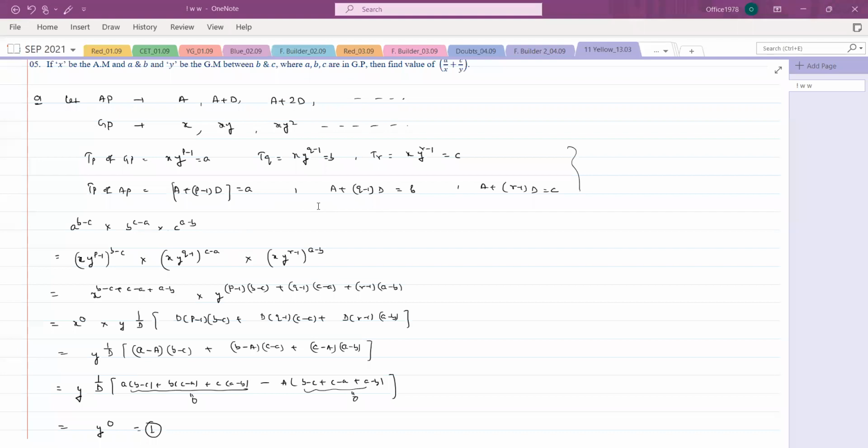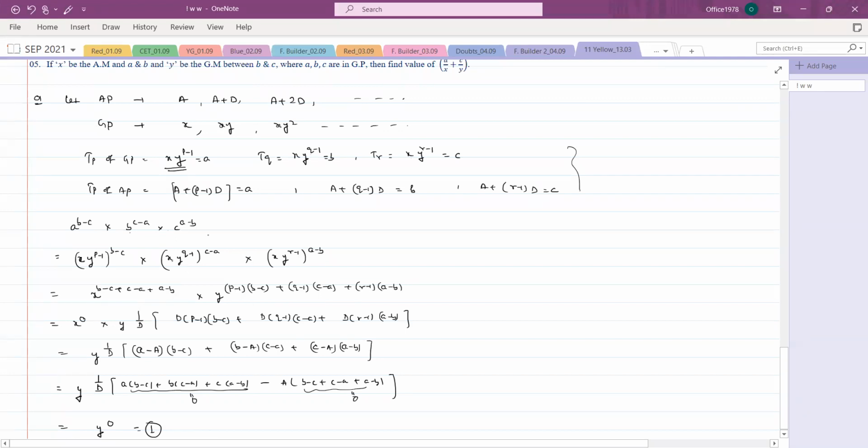A, for A, I use this value. For A, I use x y raised to p minus 1. For B, I use x into y raised to q minus 1. For C, I use x into y raised to r minus 1. So when you multiply x power 0, x power becomes 0. Okay, sir. Y power this one.